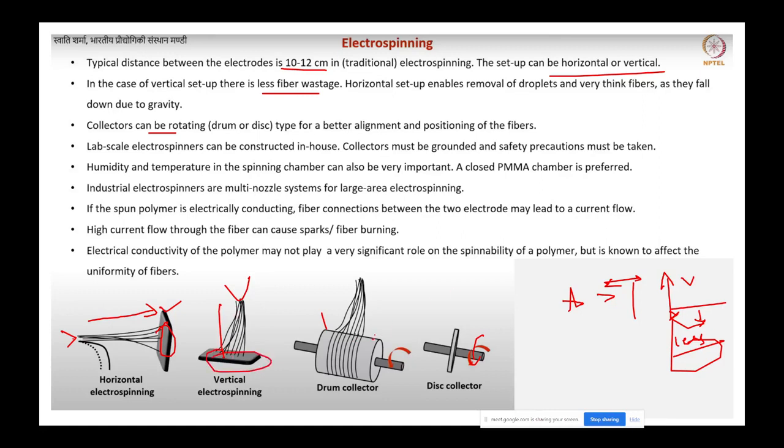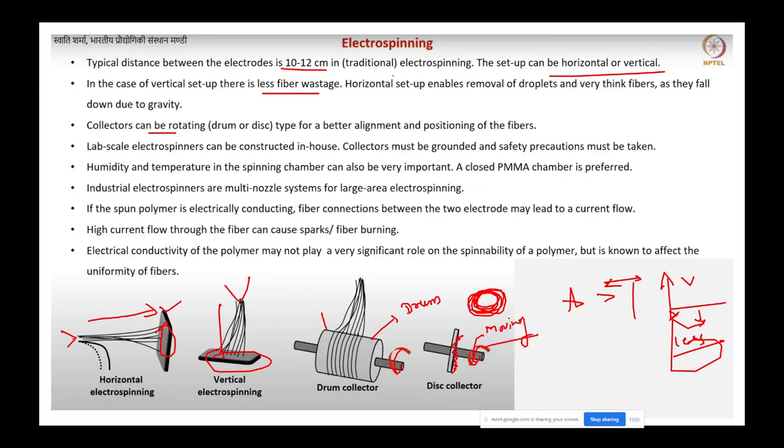Similarly, you can use this kind of a drum. So this drum will be continuously rotating, so all over the drum you will get fiber. And similarly, this is a disk also, so here you will get your fiber on the disk. This is continuously in rotation, so it is continuously moving.